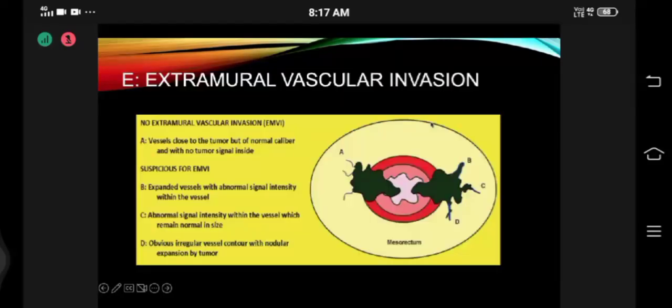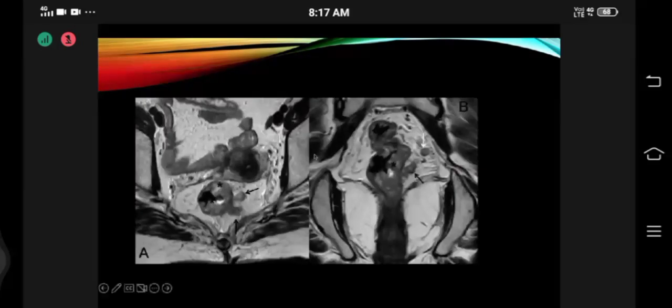And what is extramural vascular invasion? This is the tumor which is extending into the adjacent vessel. So when there is a tumor with similar signal intensity which is along the vessel, that is extramural vascular invasion. You can see it is taking the contour of the vessel. So if EMVI is there, the chances of distant metastasis are also high. So in some places they are advocating TNT for these patients.